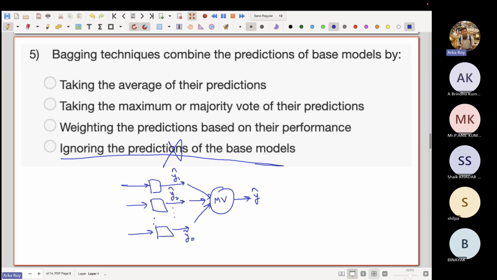Weighting of predictions based on their performance is again incorrect, because we do not do weighting in the case of bagging. Weighting we do in the case of boosting. Then taking the average of their predictions: over here, we do not take the average of the predictions. Rather, we take the maximum or majority vote. We have already discussed this in the discussion as well.